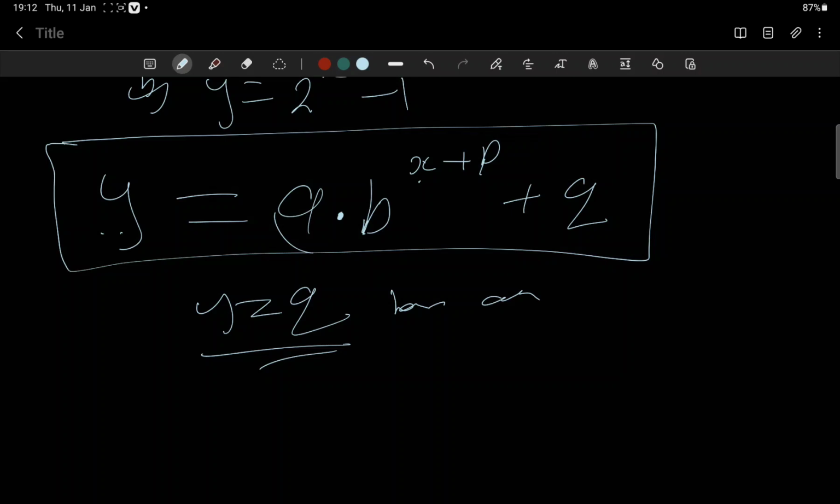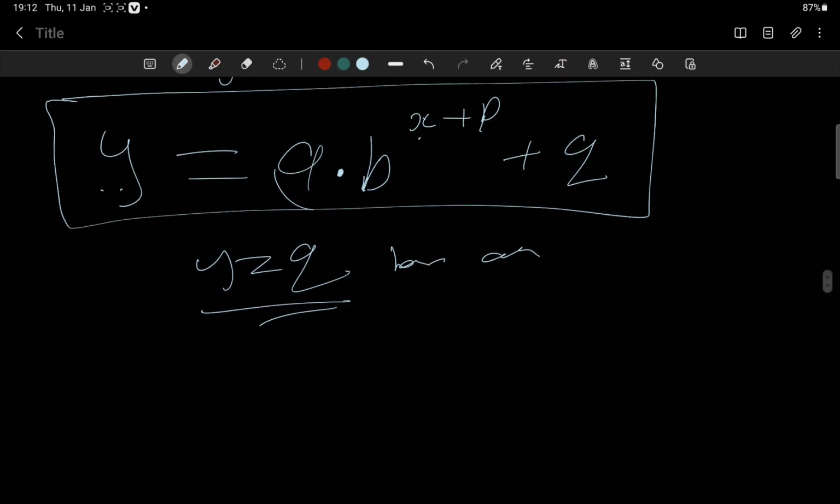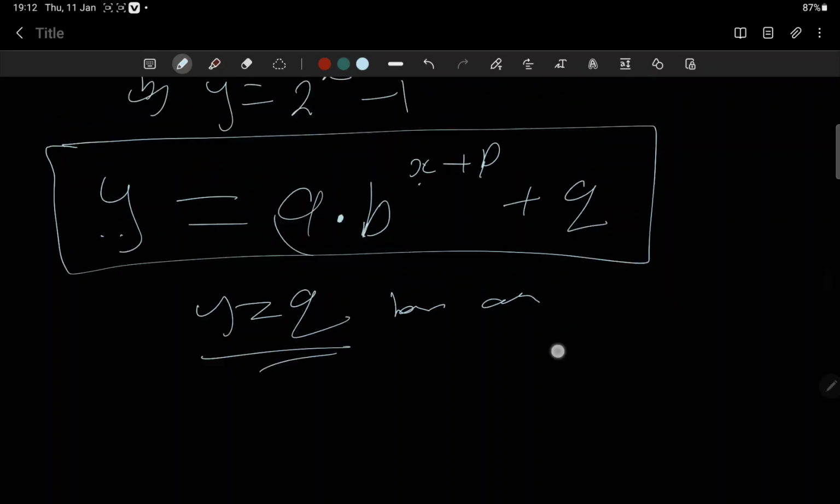But this thing does affect the graph anyhow, but it doesn't affect the vertical asymptote. We don't have the vertical asymptote. We only have the horizontal asymptote. And then number two, we get the intercept, as I said.